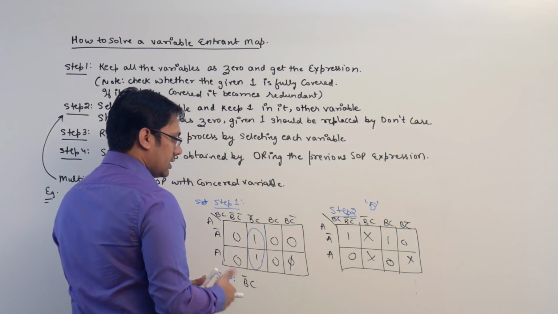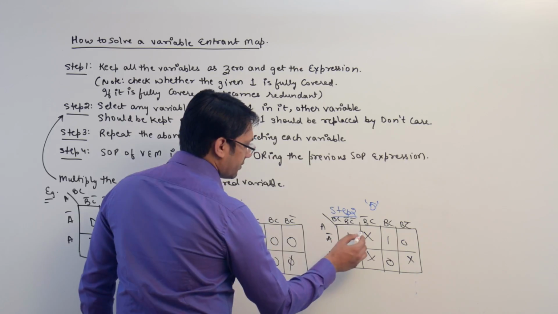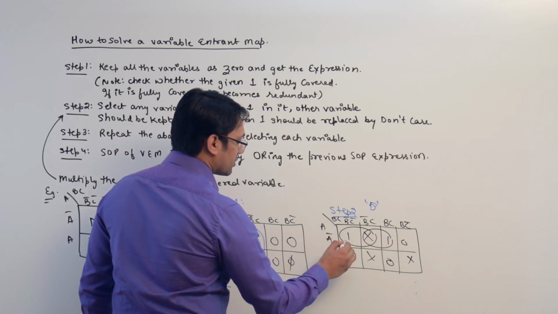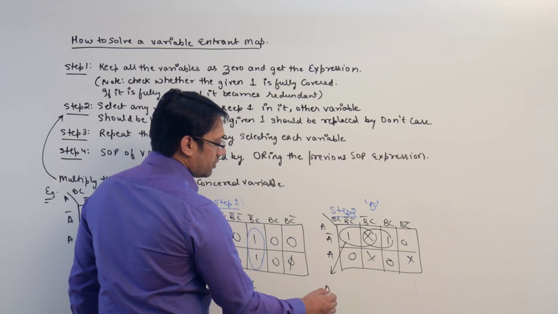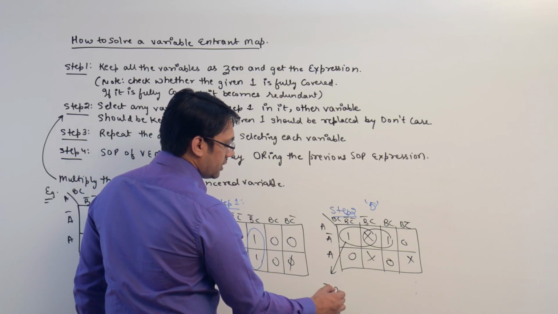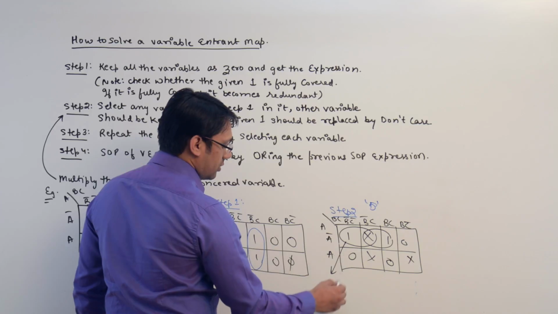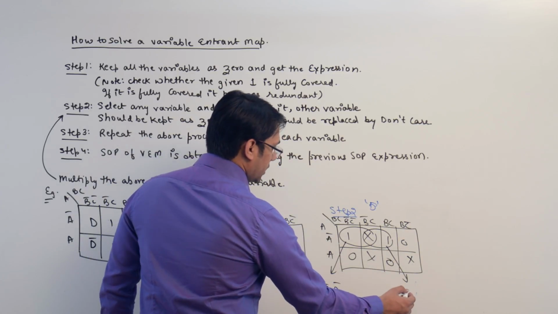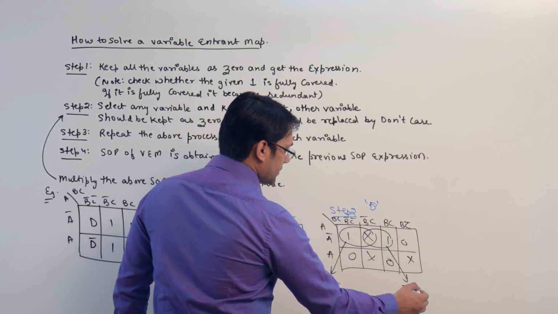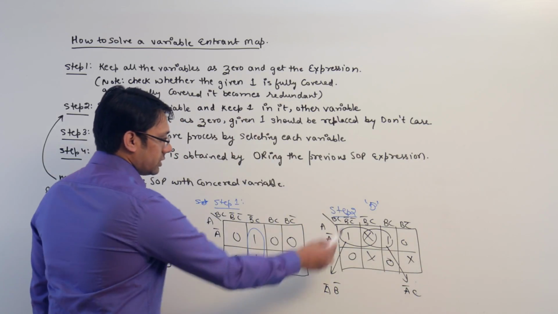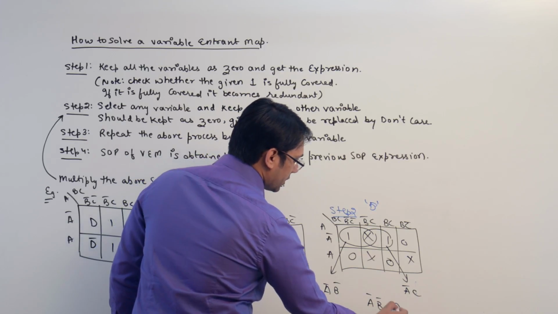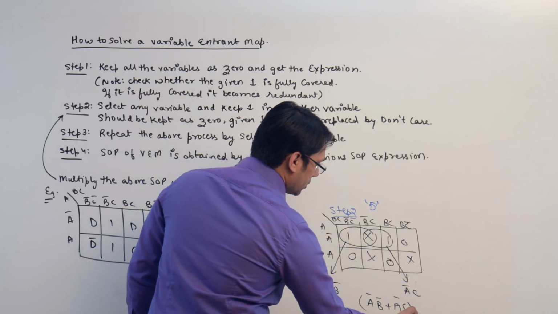So for this, get an SOP expression. For example, we can make a subcube like this. This subcube is denoting A complement B complement. This subcube is denoting A complement C. So the SOP expression for this will be A complement B complement plus A complement C, dot D.